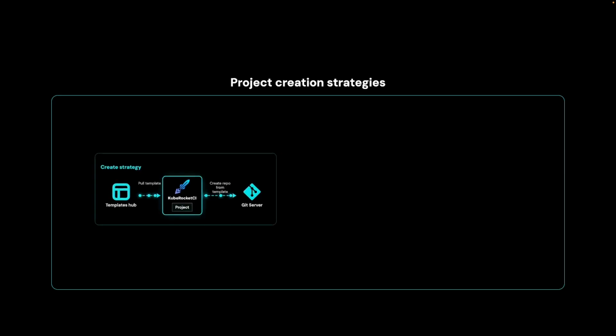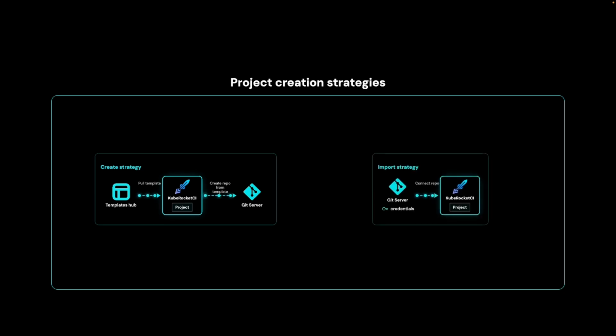Once the project type is defined, the next step is to choose a creation strategy. KubeRocketCI offers 3 strategies for creating projects. The Create from Template strategy lets you start a new project using a predefined template for a specific language or framework. The repository is created on the selected Git server. This strategy is suitable when you start from scratch and want a sample project for a quick start.